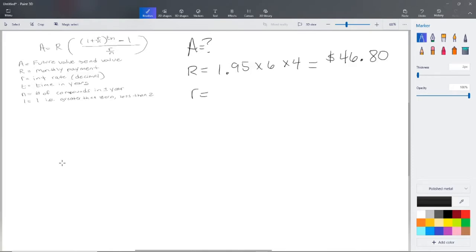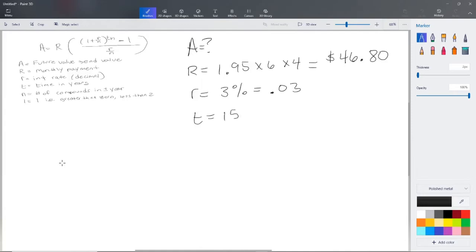Little r, the interest rate, looks like he's getting 3%, it said. And so again, for us, that's going to be 0.03. We always want the decimal equivalent when it comes to interest rate. All right. The time involved here. He's going to do it for 15 years.